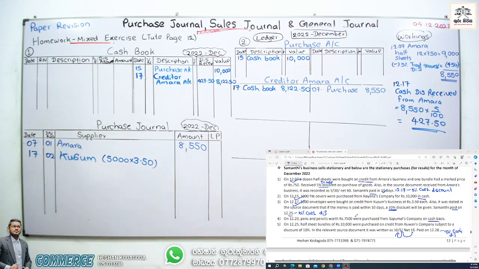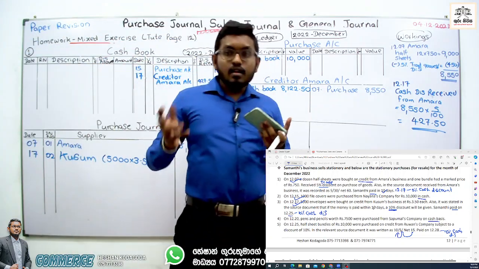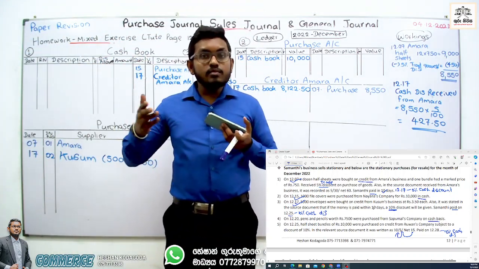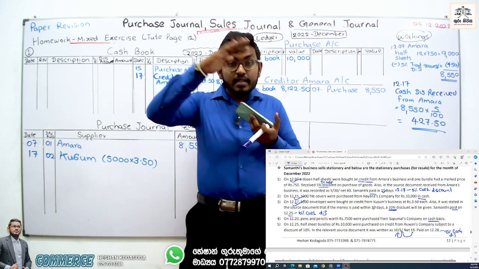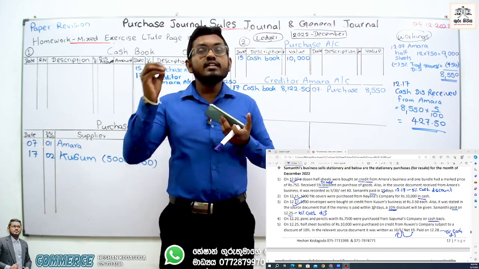5,000 envelopes on credit from Kusum at 350. Also, it was stated in the source document that the money was paid in 10 days. I told you, cash discounts are applicable. Okay, when it comes to the cash payment side, this is the purchasing side. Is it clear? When it comes to the purchase side, only the trade discount.